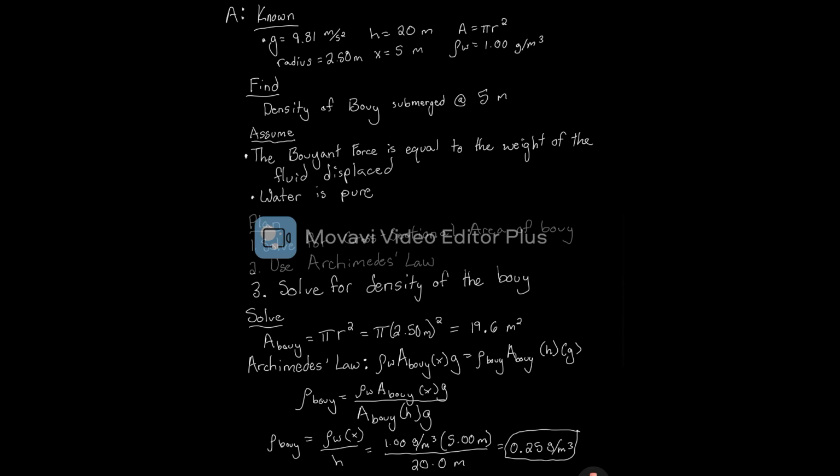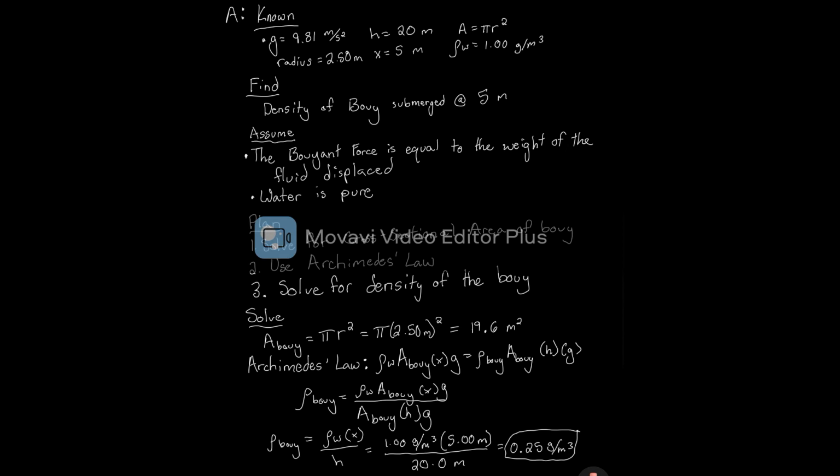We can assume that the buoyant force is equal to the weight of the fluid displaced because the buoy is at equilibrium with the water and that the water is pure. The plan for this is to solve for the cross-sectional area of the buoy, use Archimedes' law, and solve for the density of the buoy using Archimedes' law.